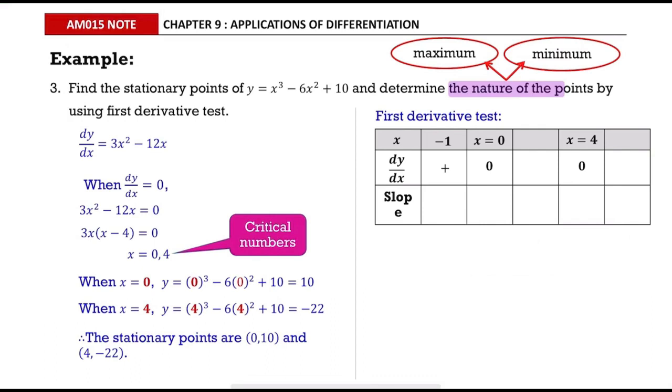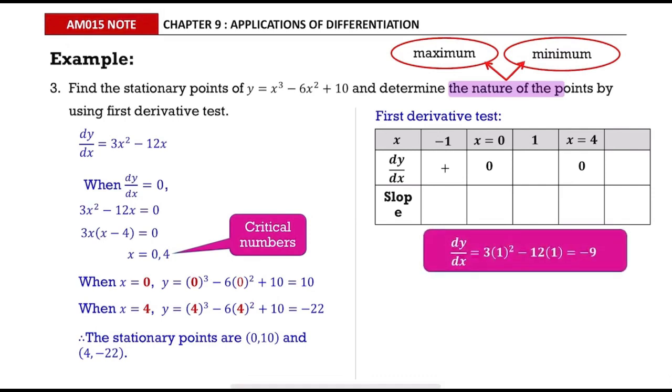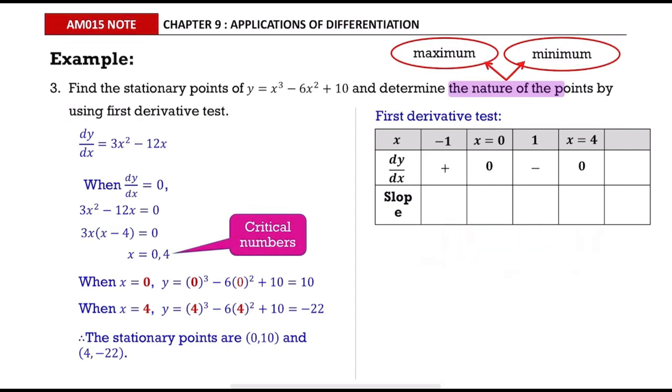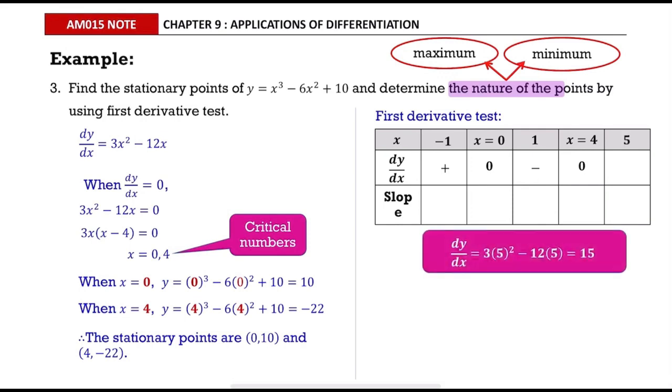On the right side of 0, we have to choose a value between 0 and 4. So we choose the easiest one to calculate, which is 1. Substitute it into dy/dx, we get negative 9, so the sign is negative. This negative sign is also the sign on the left side of x equals 4. On the right side of 4, we choose 5 to substitute into dy/dx, and the value is positive 15, so the sign of dy/dx is positive.